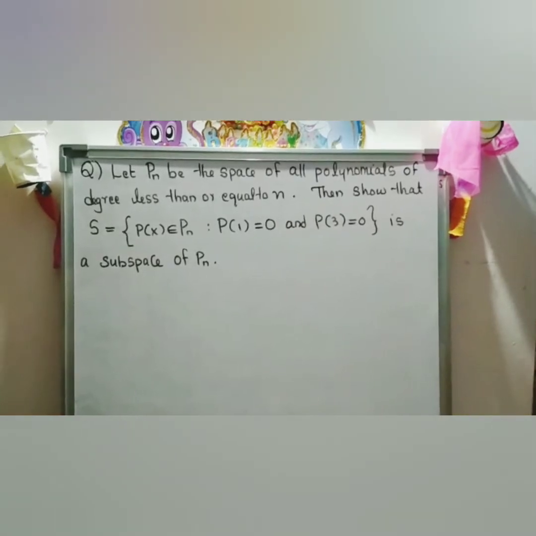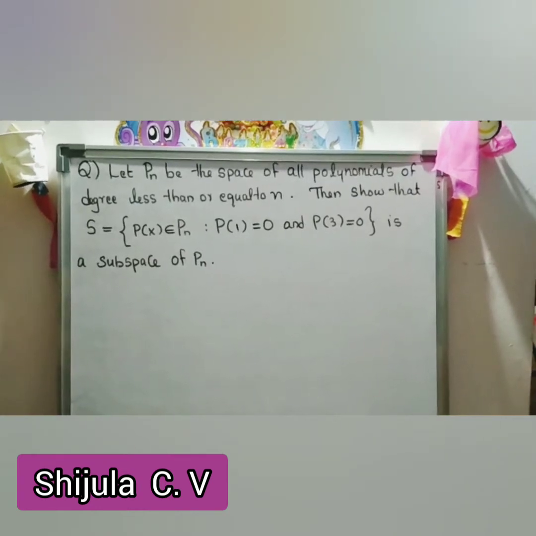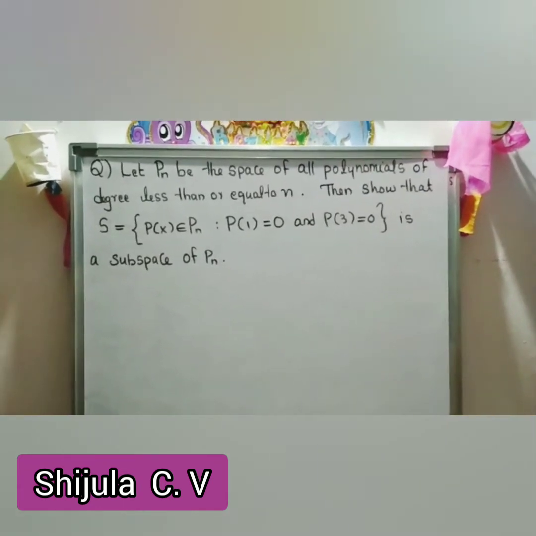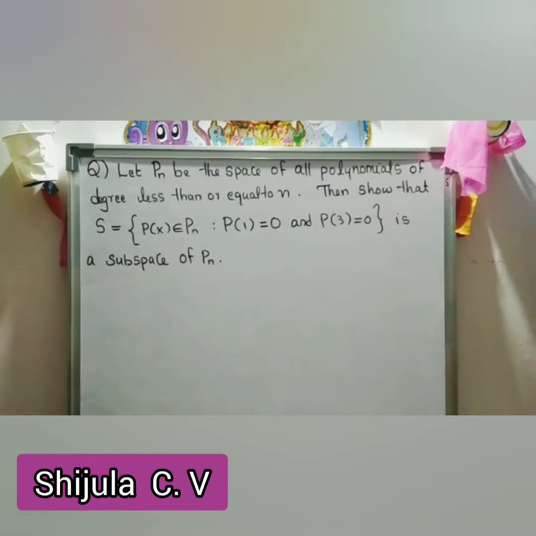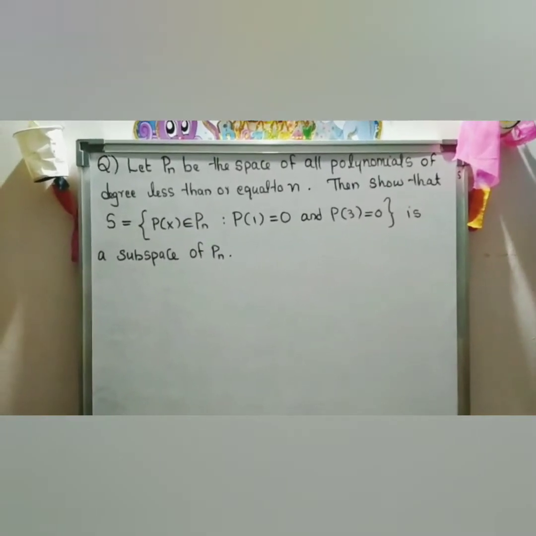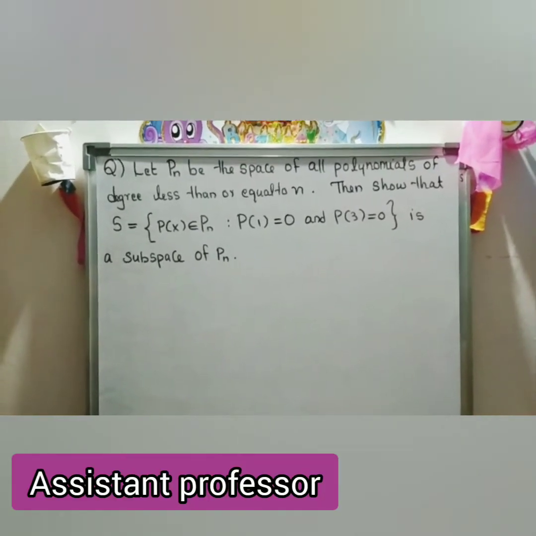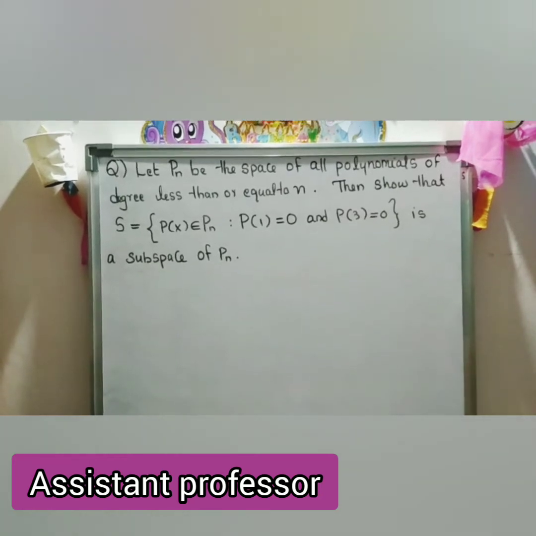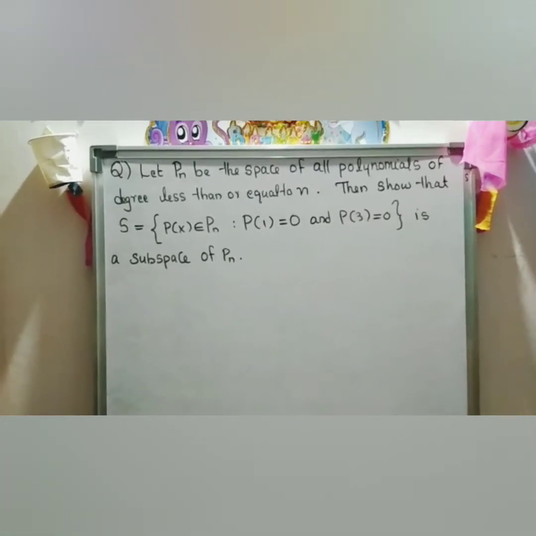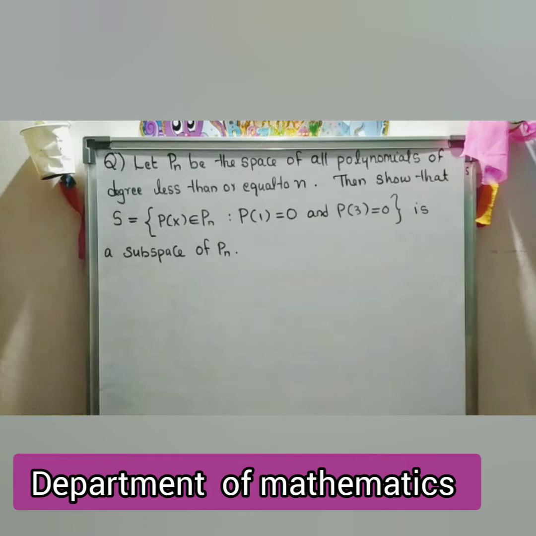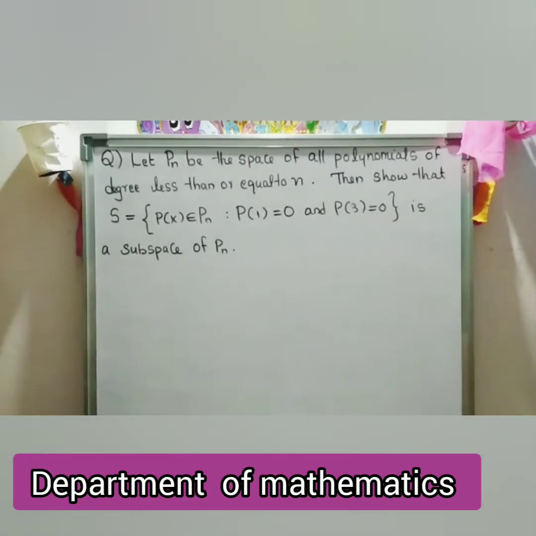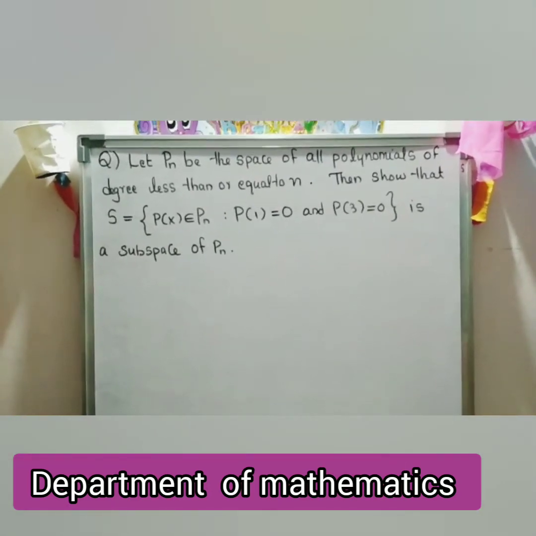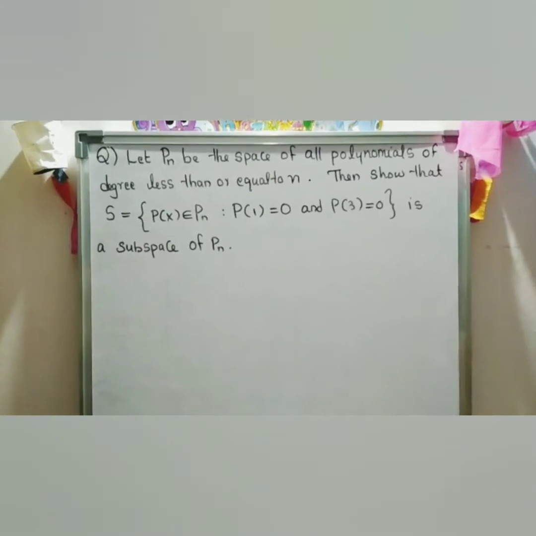Let Pn be the space of all polynomials of degree less than or equal to n. Then show that S is equal to the set of P of x belonging to Pn such that P of 1 equals 0 and P of 3 equals 0 is a subspace of Pn.